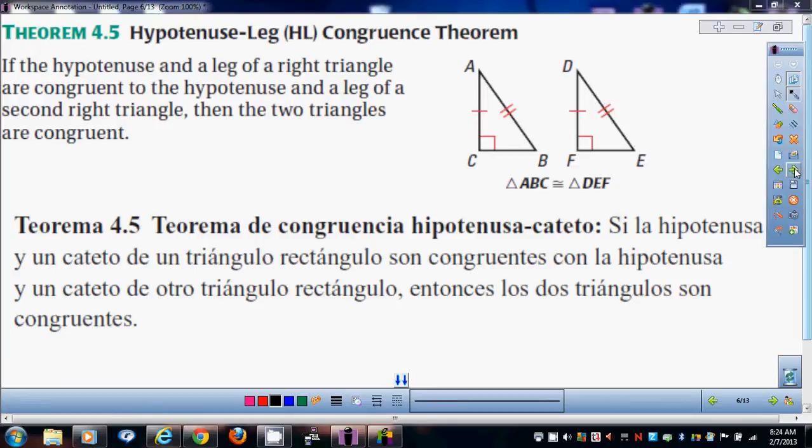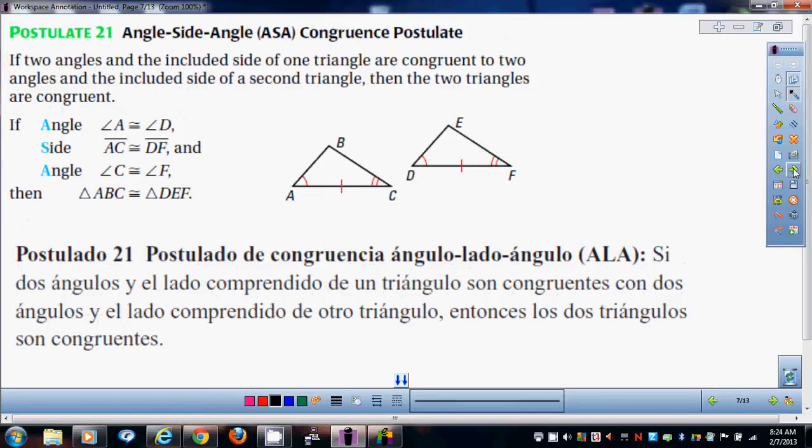Now the next two are kind of the same thing. I don't even require that you write both of them. Everything we've done so far, you've had 3 sides, no angles, 2 sides and 1 angle. So what do you think comes next? 2 angles and 1 side. And that's what? Angle, side, angle. If you know 2 angles and 1 side, then you can use angle, side, angle.